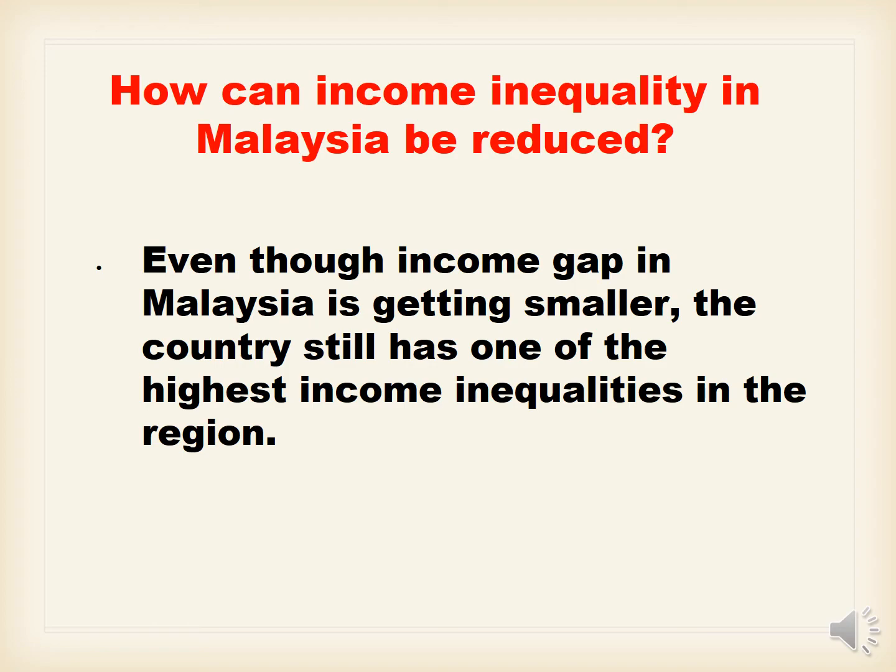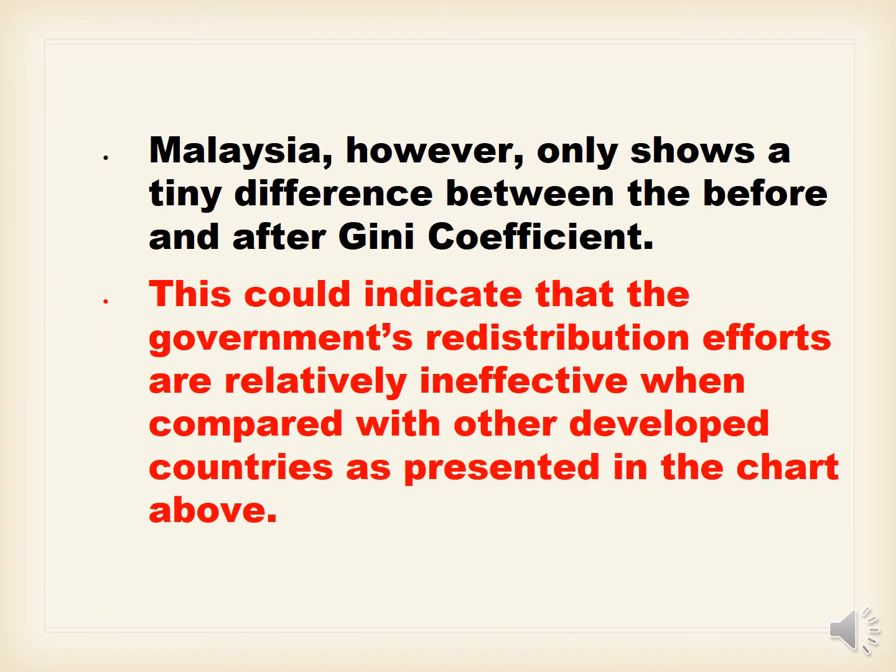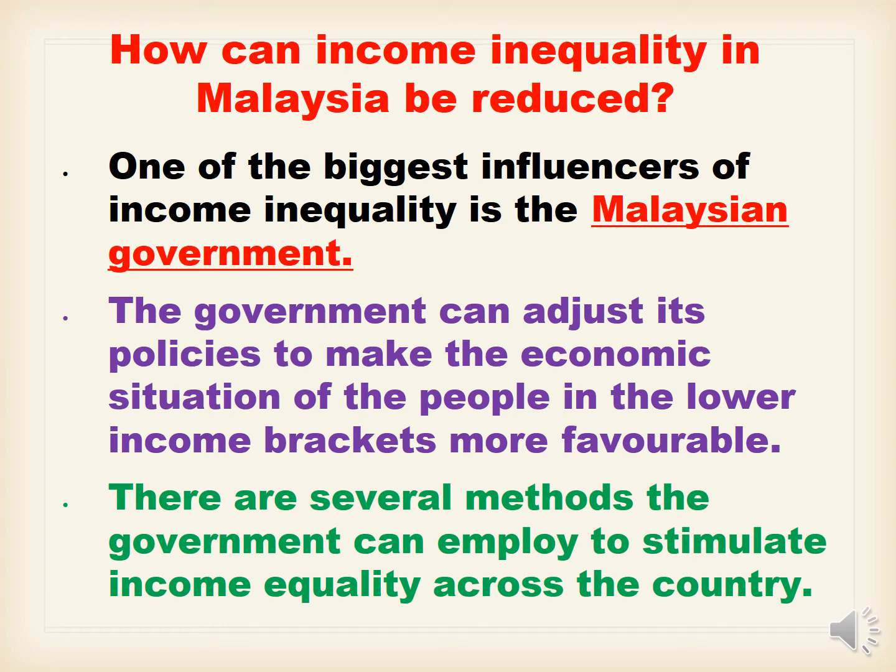So this basically shows that perhaps our government effort to redistribute wealth is not as efficient as other countries. Right? Now, how can income inequality in Malaysia be reduced?